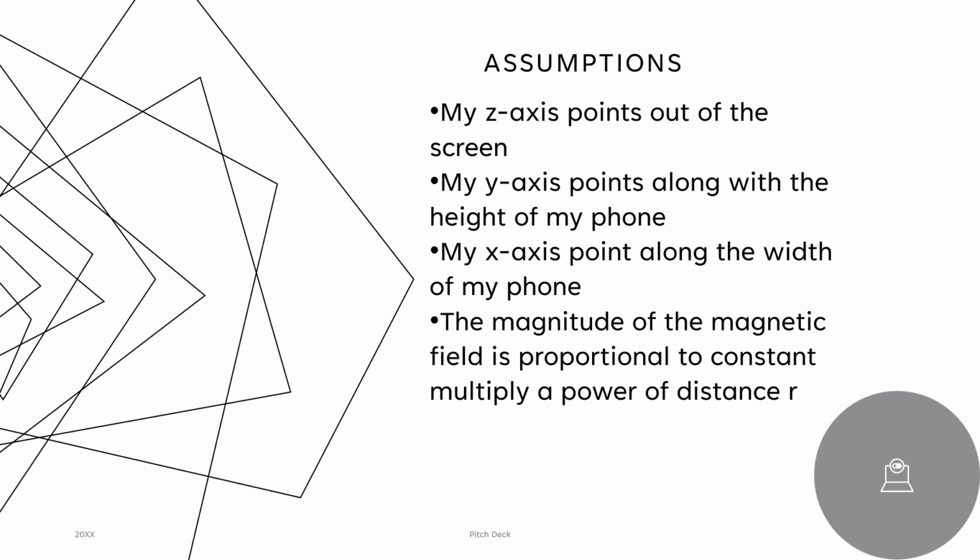Some assumptions we made in this lab were that the z-axis points out of the screen, the y-axis points along the height of my phone, the x-axis points along the width of my phone, and the magnitude of the magnetic field is proportional to a constant multiplied by a power of a distance r.